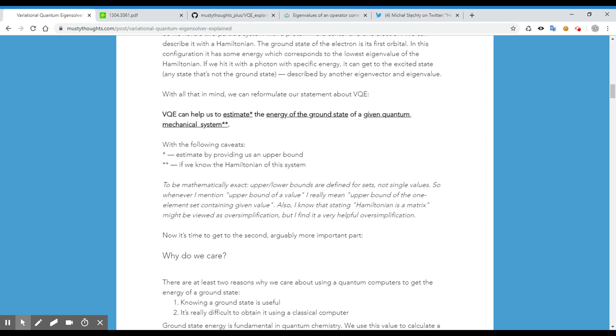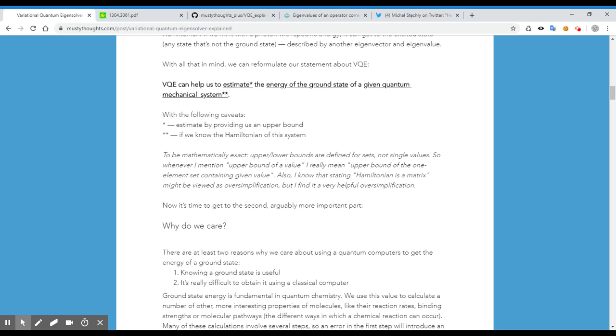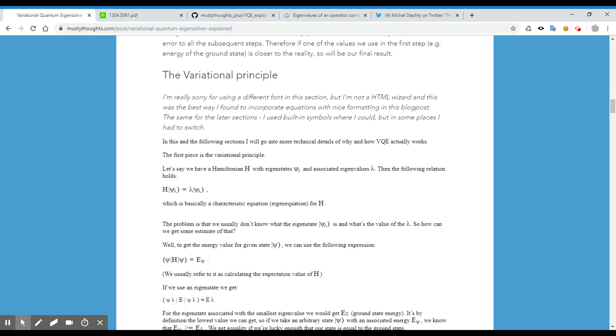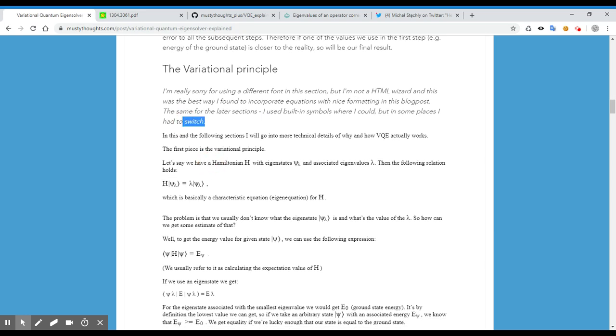So what I've learned so far, new stuff, is that the different eigenvalues and eigenvectors map to actual energy levels. I didn't know that. Maybe I've read that before, but it just didn't click. So good. The variational principle. There's a bit of a weird font change in here, but that's fine, I guess.